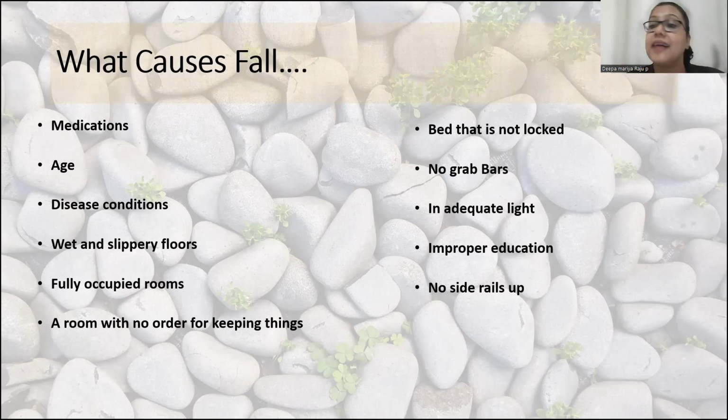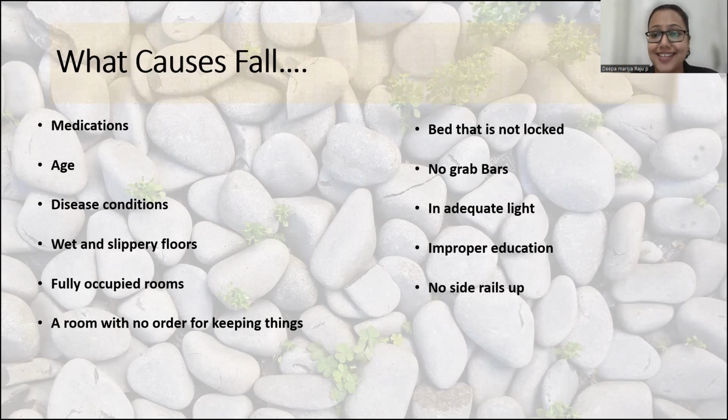No grab bars can lead to a fall. And inadequate light. Usually at nighttime, most of the patients prefer to sleep in complete darkness. But usually hospitals advise the patients not to switch off all the lights. At least a zero-watt bulb or minimum light bulb should be there, so that whenever they are waking up or trying to move, that light will help them. If it is complete darkness, it can lead to a fall very easily.